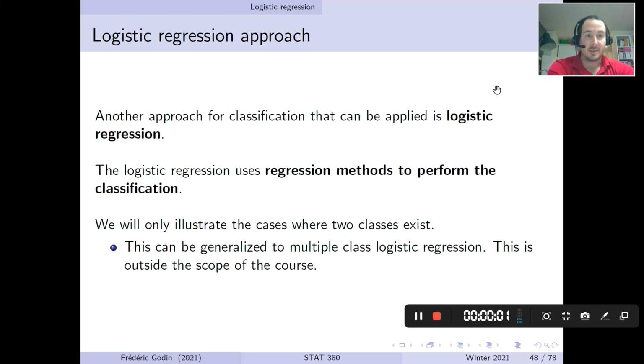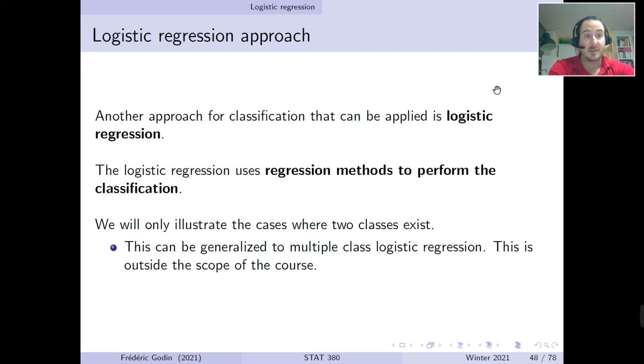Hello everybody, this is the third video for chapter 5 of the statistical learning class. This video will be a bit shorter than the others, so you can listen to it a bit quicker. In this video we'll start by introducing the logistic regression approach.